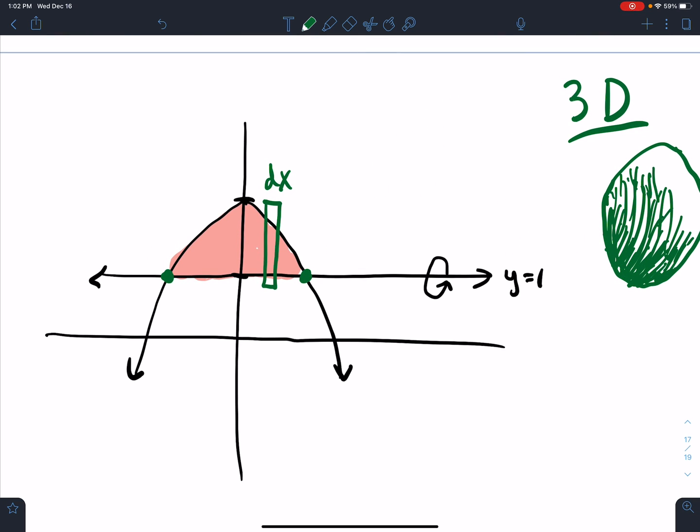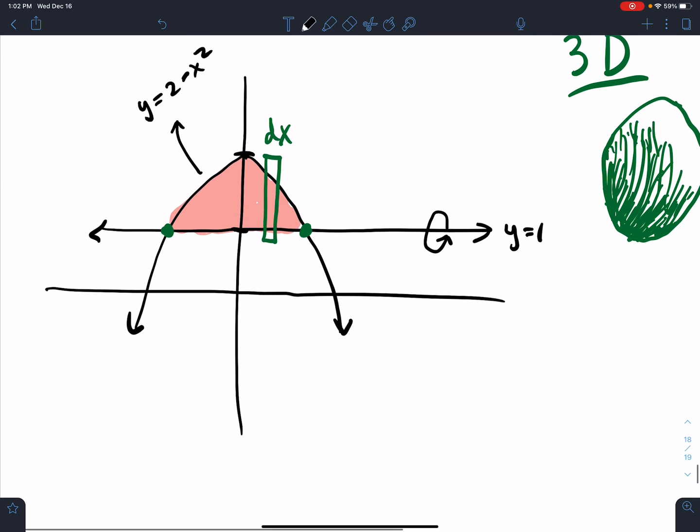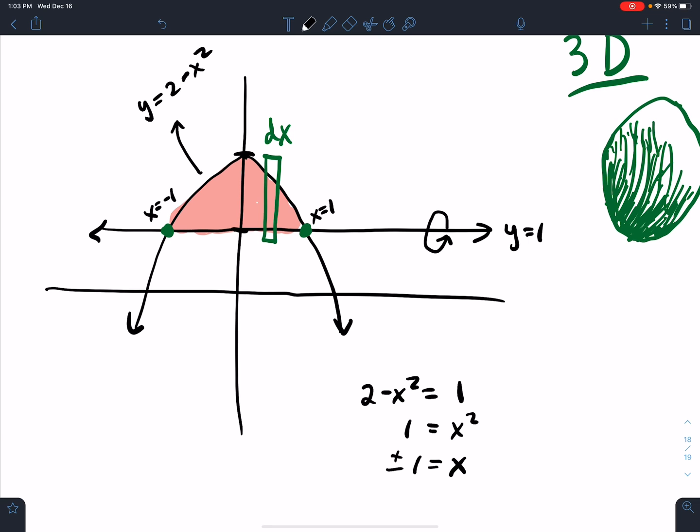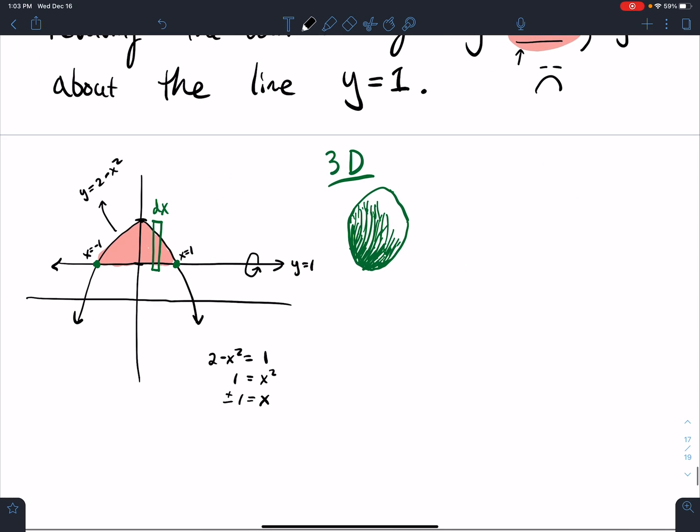Where do they intersect? Well, that curve right there is y equals 2 minus x squared. So I set them equal to each other. So I have 2 minus x squared equals 1. We'll move the x squared over and move the 1 over. And so I get x equals plus or minus 1. So x equal 1 here, x equal minus 1 here. All right? So I'm summing my rectangles from -1 to 1. Okay?